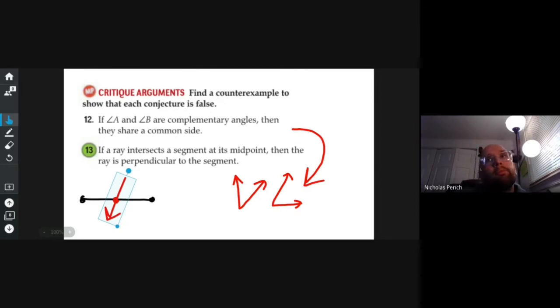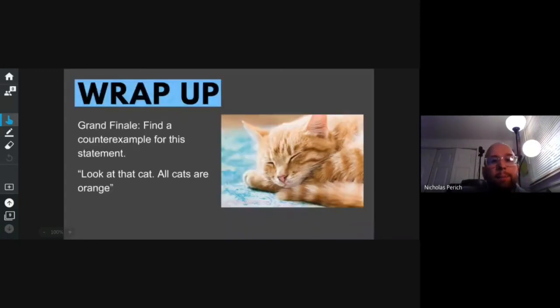Matt, I can't do something like this. Oh, I can do something like that. So this is me proving this is wrong. I can create a ray that intersects at an angle, which means it won't create perpendicular angles. All right. Okay. That's it. So that went a lot faster than I thought it would.